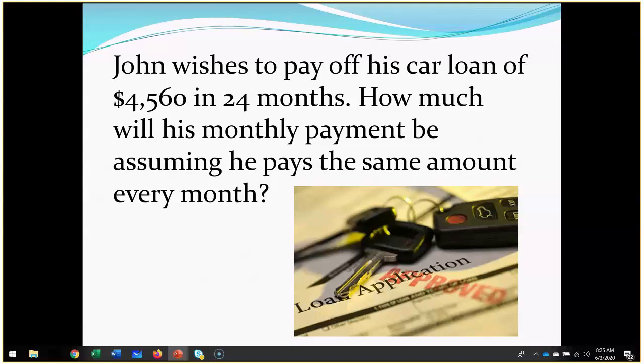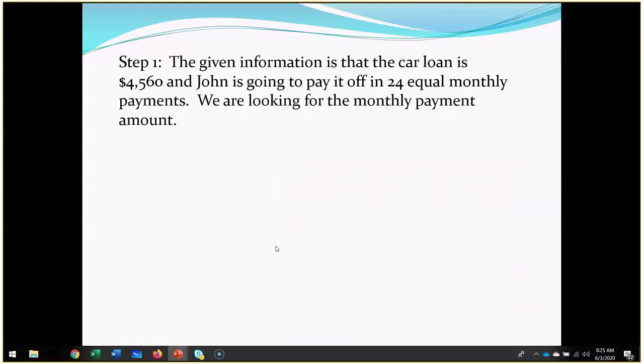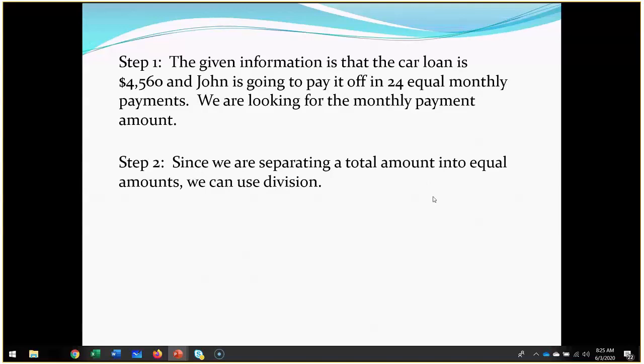So John wishes to pay off his car loan of $4,560 in 24 months. How much will his monthly payment be, assuming he pays the same amount every month? Okay, so we've got a total, and we're trying to divide it up into 24 equal payments. So I just said it, that means division. So I divided the cost by the number of months, which gives me $190 per month that he'll have to make in order to get this paid off.